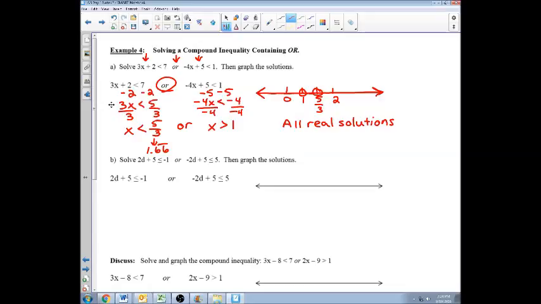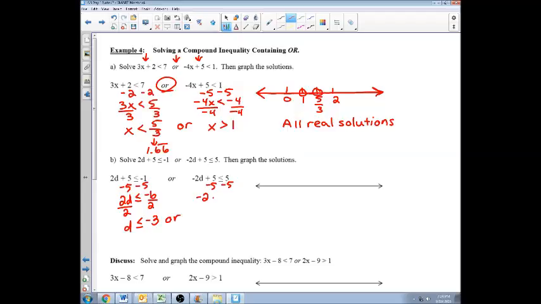On to B, I can go ahead and subtract 5. Subtract 5. 2d is less than or equal to negative 6. Divide by 2. Divide by 2. d is less than or equal to negative 3. Or subtract 5. Subtract 5.